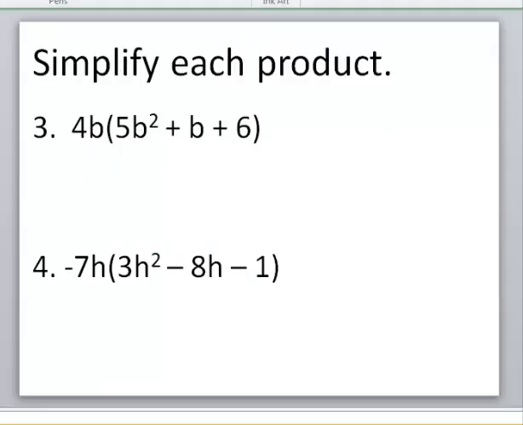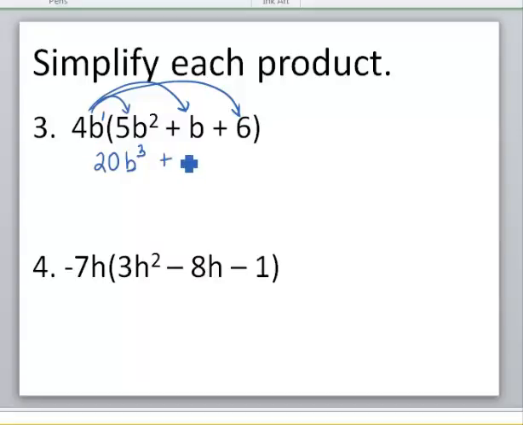With some more examples here, now we're going to take a monomial and distribute it through the polynomial. So what I have is I have 4 times 5, which is 20. B times b to the second, this is b to the first. So I'm adding 1 plus 2, which would be b to the third. Bring down your plus sign.